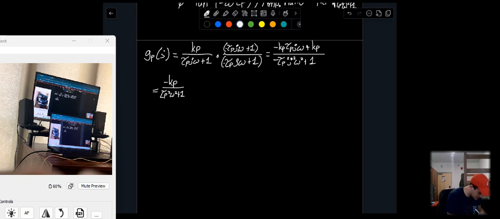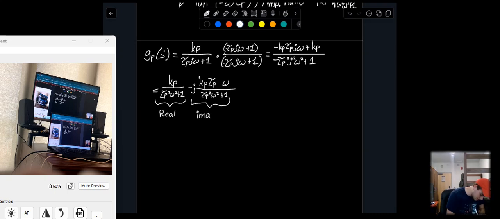Actually, wait, should that be negative or positive? It should be positive. But this will be negative, minus kp tau p j omega over tau p squared omega squared plus 1. And this can have a j out front. So thus, we've successfully created a real and an imaginary portion of our process transfer function.